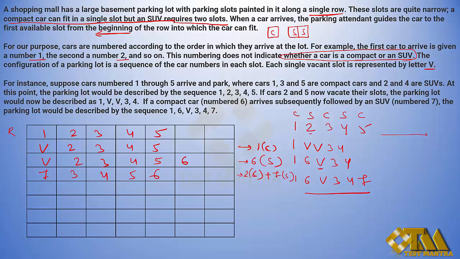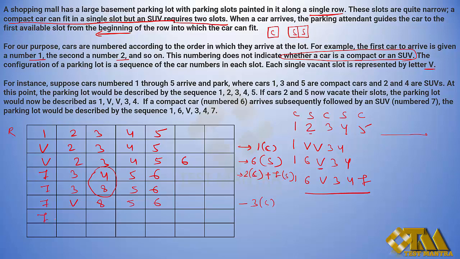Then let's take one more, 7, 3, 8, 5, 6. Now instead of 4, I'm inserting 8. That means I cannot identify whether these two cars are compact cars or else SUVs. For that I need some more hints. Then suppose it's given 7, vacant, 8, 5, 6. So from this I can identify that 3 was nothing but a compact car.